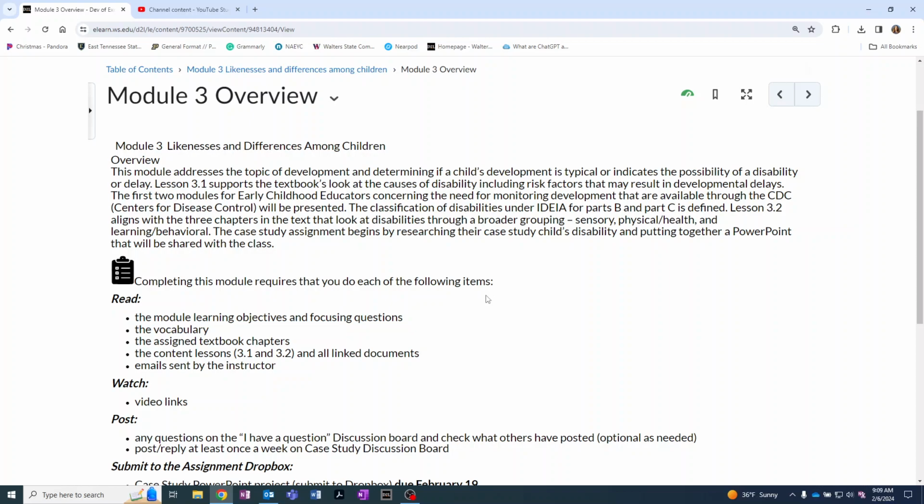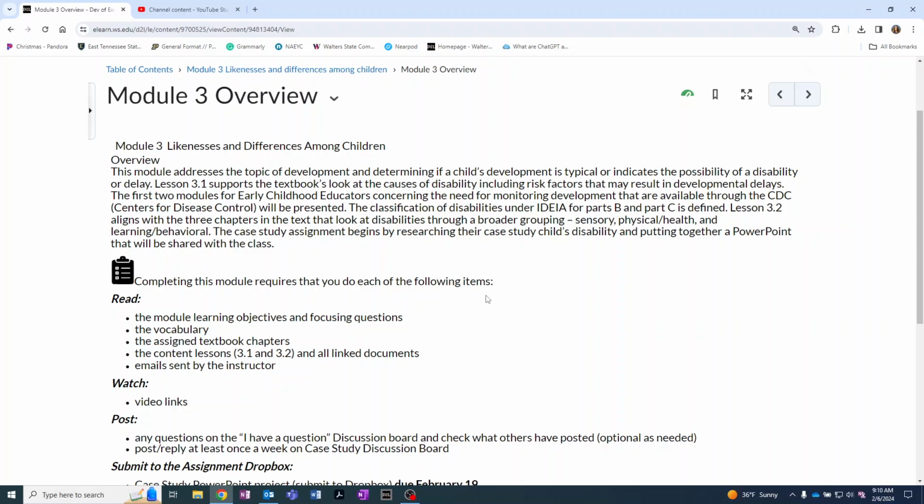So, the first two modules we did were really concerning how we monitor the development, through the CDC. And we really looked at the classification of disabilities under IDEIA. We're looking at parts B and C, that you're going to see a lot in 3.1. Now, the second lesson, 3.2, aligns with the three chapters in the text that look at disabilities as a broader grouping. What we mean by that is, we're looking at multiple factors: sensory, physical health, and learning behavioral.